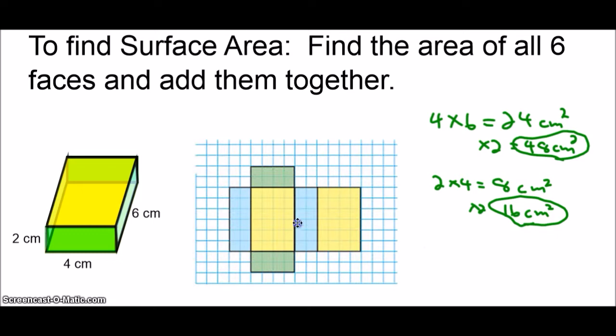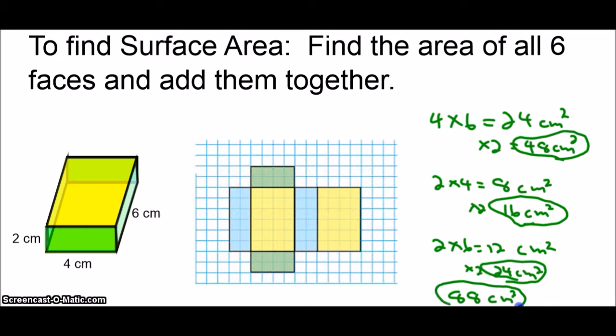And then finally, we'll take the blue sides, which are the right and the left, and those dimensions were 2 centimeters by 6 centimeters. So we'll simply take 2 times 6, get 12 centimeters squared. And then we'll double that and have 24 centimeters squared. And we're going to circle that answer. And now we simply have to take these 3 answers and add them up. So 48 centimeters squared, 16 centimeters squared, and 24 centimeters squared gives a total of 88 centimeters squared.